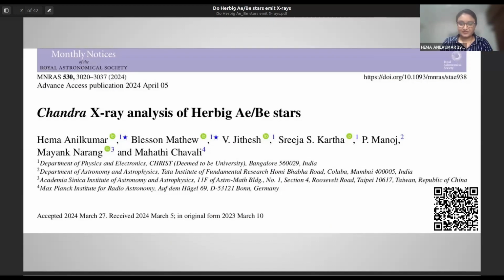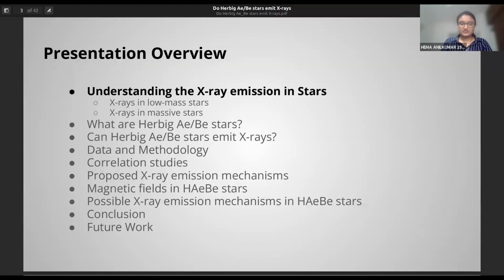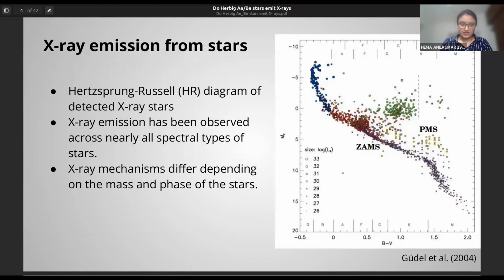Okay, so moving on. This would be the outline of today's talk. So first, I'll be talking about X-ray emission in stars. Now here we see a color magnitude diagram. We see that the stars of almost all masses and phases emit X-rays, but the X-ray emission mechanism differs depending upon the mass and phase of these stars.